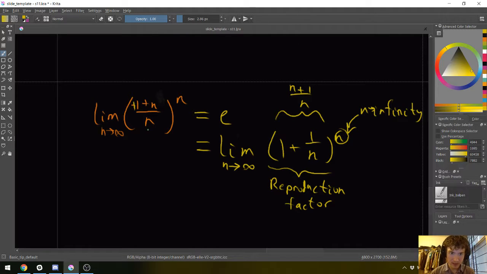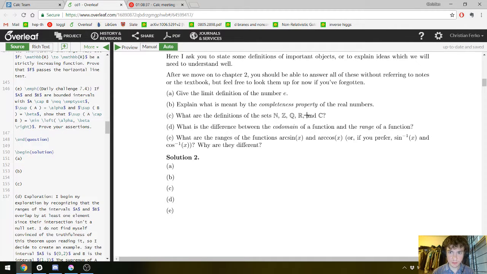Questions on this? No. Still very interested in that, where the n squared thing came from. But okay, good. Do you remember what the completeness property of the reals is?